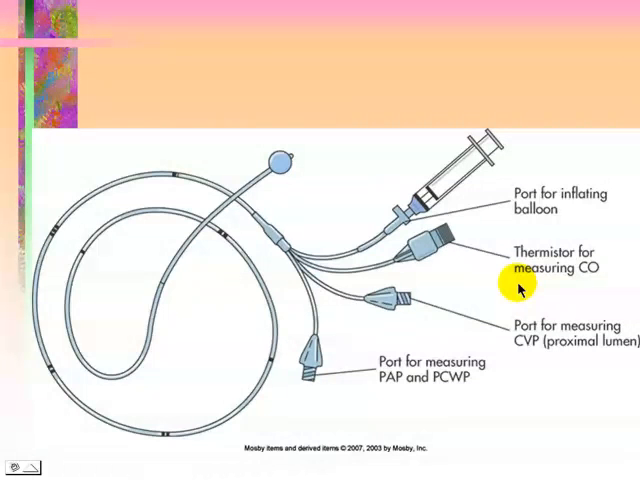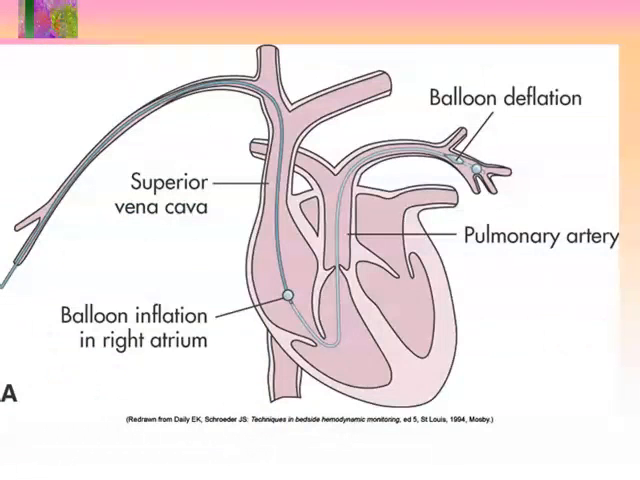You've got your thermistor for measuring your cardiac output. You've got your port for measuring your CVP, or for fluids. You've got your port for inflating the balloon, and the port for measuring your pulmonary artery and your pulmonary capillary wedge pressure. This is how the Swan goes in.